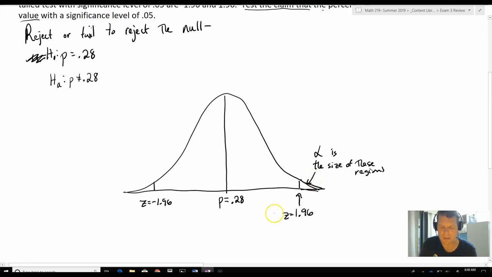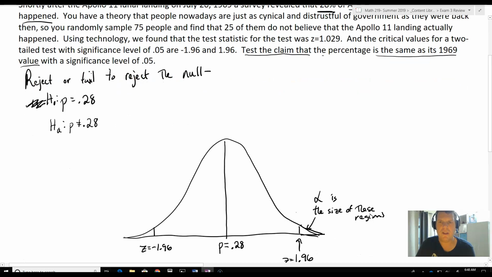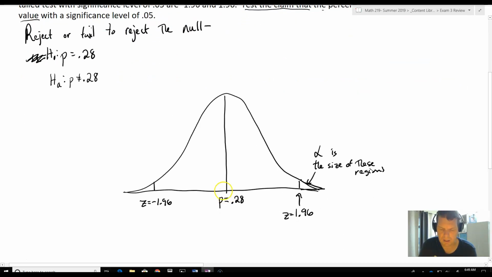We've got my distribution. I draw in my test statistic, or I think about where it is. And then I'm going to have z. Now, z is 1.029. If you remember, the mean is z equals 0. And so 1.029 is basically halfway between here. So there's z equals 1.029. That's my test statistic. This one here is z alpha, and this is z alpha.